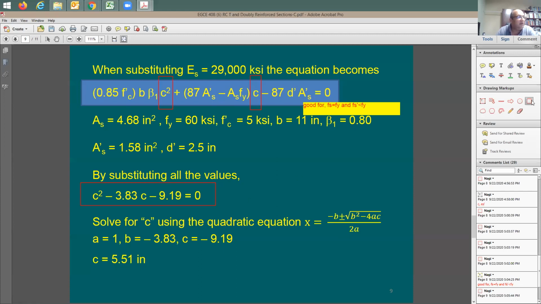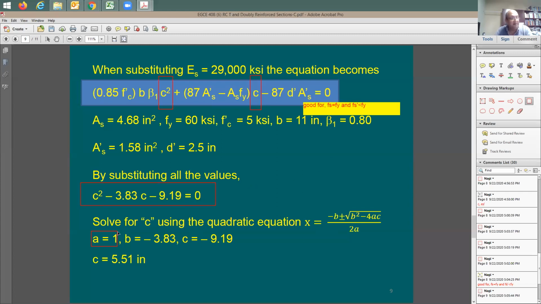Now, I don't want you guys to be confused with this. A is going to be equal to 1. This is not compression block depth, right? You guys understand this. This A equal to 1 is for this equation, and it means it's the factor for this variable to the second. B is the factor of this, which means it's going to be minus 3.38. This is not the width. And this C is going to be negative 9.19, right? It is not the compression block depth.